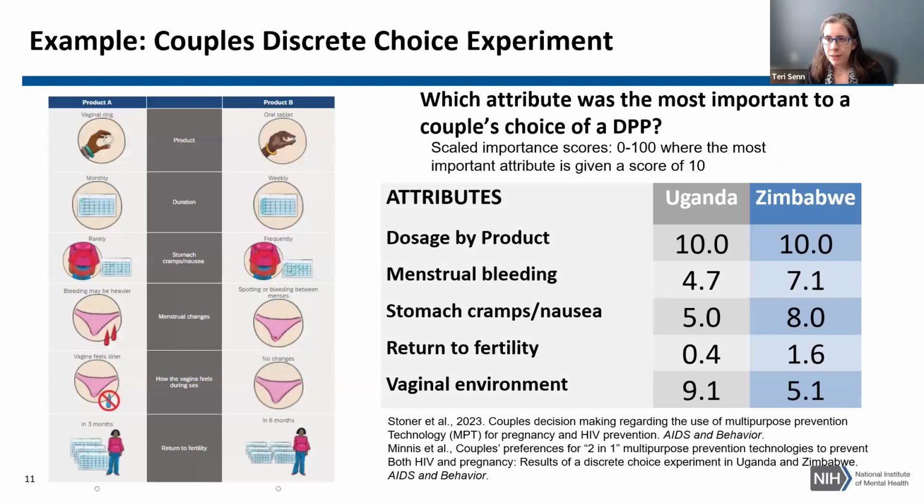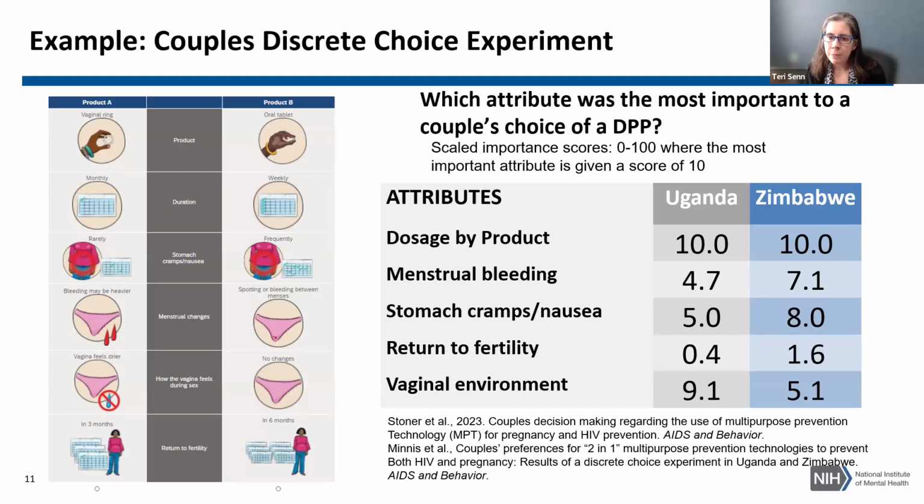So another method to understand end user preferences is a discrete choice experiment. This is a paired choice survey that's administered to better understand potential users' preferences for various products or for specific product attributes. So you can see on the left, here's an example from a discrete choice experiment. And what I mean by paired choices is that people have to pick either product A or product B. So for example, would you rather choose a ring that's used monthly and causes heavier bleeding, or a tablet that's used weekly and causes frequent stomach cramps?